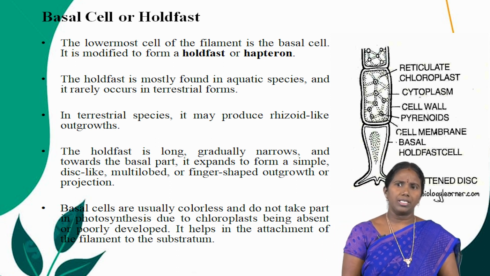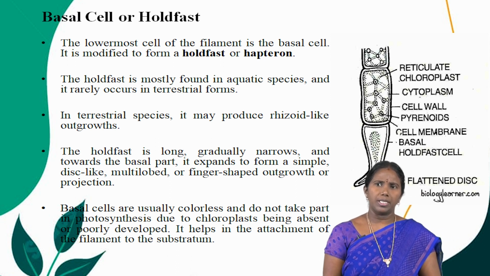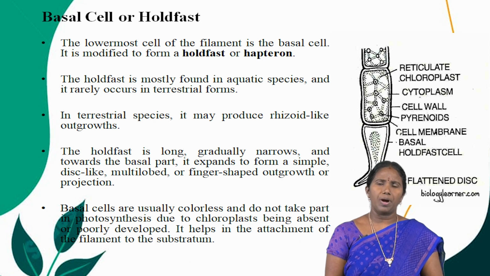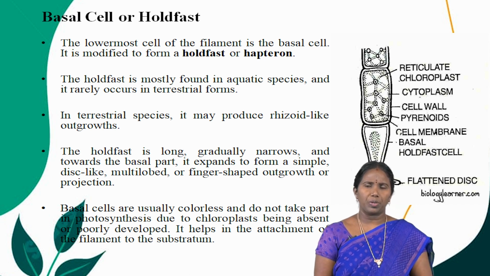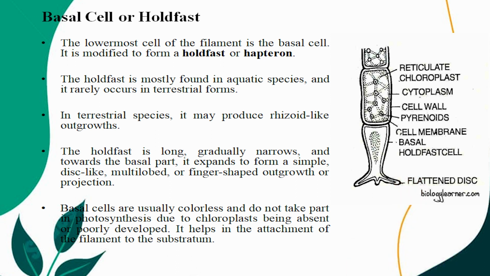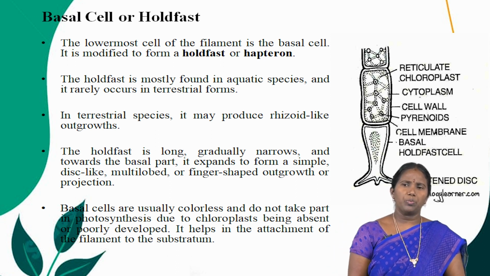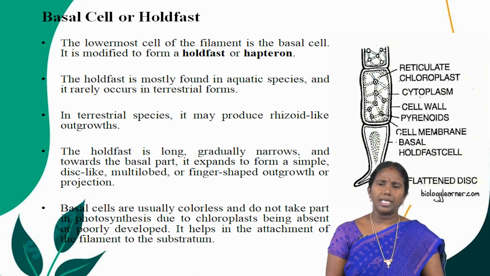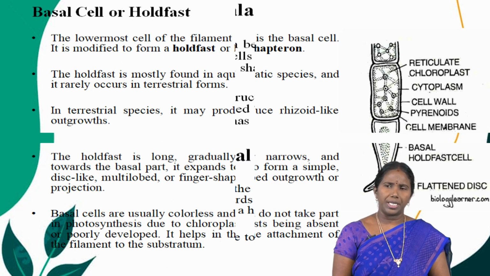The holdfast is long, gradually narrowing towards the basal part. It expands to form a simple disc-like, multilobed, finger-shaped outgrowth or projection. The basal cells are usually colorless and do not take part in photosynthesis, due to the chloroplast being absent or poorly developed. It helps in the attachment of the filament to the substratum.